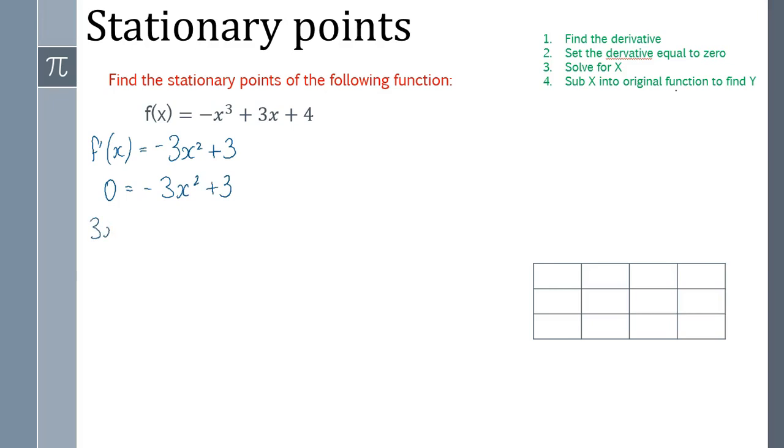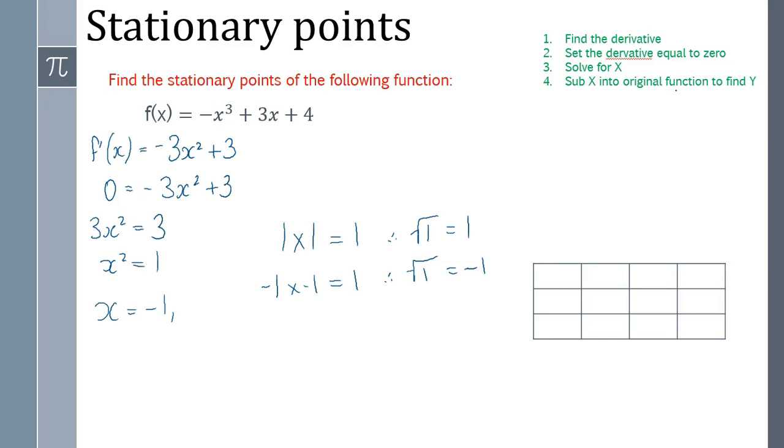We're going to solve for x. And here is a really common place that people make mistakes. If you square root a number, it could be a positive or a negative. For example, 1 times 1 equals 1, so therefore the square root of 1 is 1. But also, negative 1 times negative 1 is positive 1, so the square root of 1 is also negative 1. So you have 2 answers here.